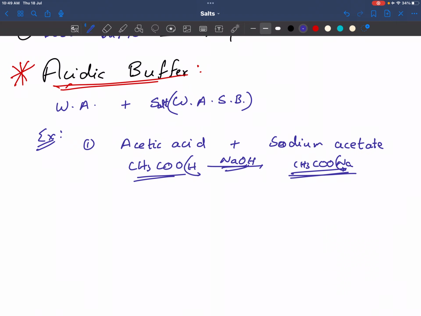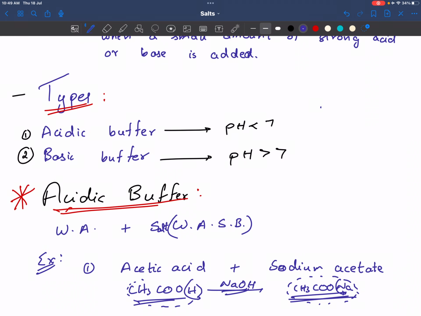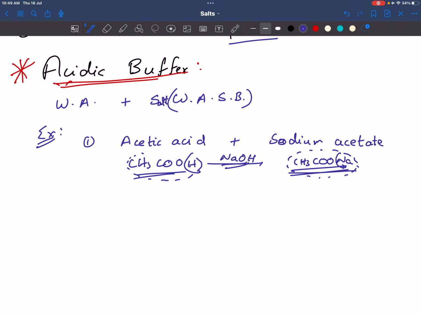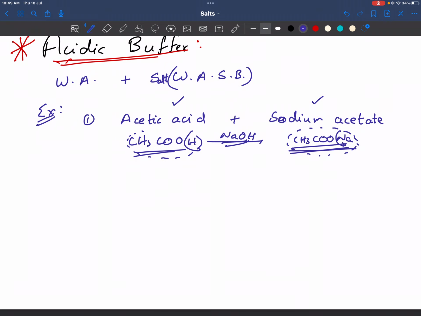Now, clearly, most of the time this is a basic salt, because strong base, if you add to a weak acid, you'll obviously get a basic salt. But you're adding acid. Also, before I said pH less than 7, pH greater than 7. This is generally true, not always true. It depends on the ratio in which you add the acid and the salt. Okay.